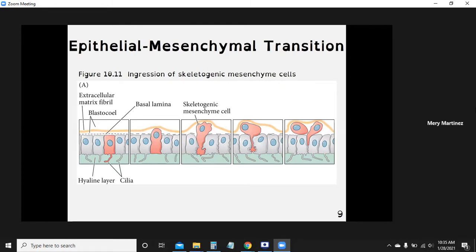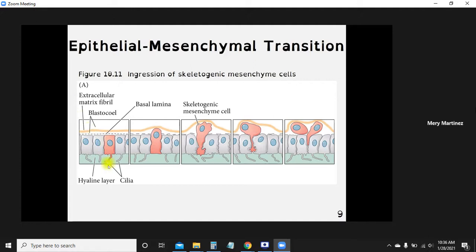So in here, we have the blastocoel. This is the basal lamina. This is the hyaline layer, and these are the cilia, okay? And here is the blastocoel, and this here in yellow is the extracellular matrix. Remember that we said that the extracellular matrix can give some signals to the cells and maintain the integrity.